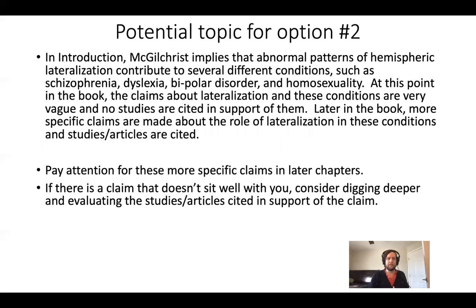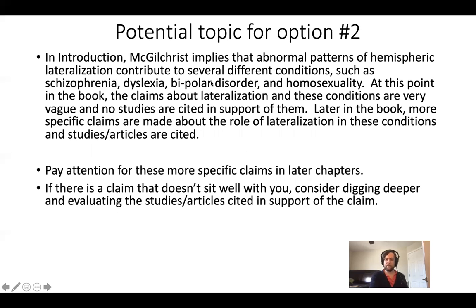So the last thing I did want to talk a little bit about is a potential topic for option 2. This is just an example. He says in the introduction that abnormal patterns of hemispheric lateralization could contribute to several different clinical conditions, such as schizophrenia, dyslexia, bipolar disorder, and he says even homosexuality. At this point in the book, he's not really providing citations or evidence in support of these claims yet.